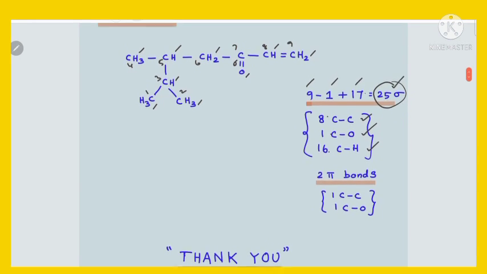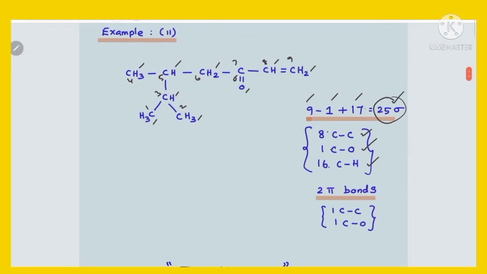Whereas for pi bonds, we have 2 double bonds here. One is between carbon and oxygen, this portion. Another one is between carbon and carbon, C double bond C. Here one pi bond, here another pi bond, so totally 2 pi bonds are there. Among the pi bonds, one is between carbon and carbon, another one is between carbon and oxygen. So that is a simple way to find out the number of sigma bonds and pi bonds present in organic molecules. I hope you are able to follow this simple trick.